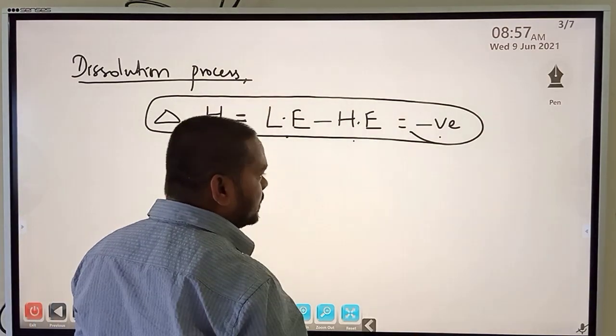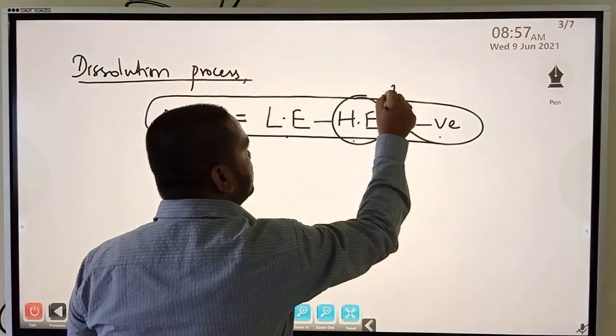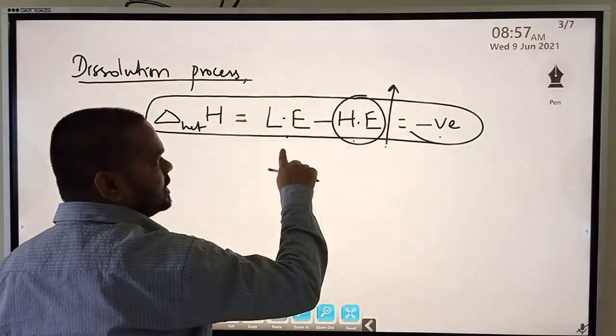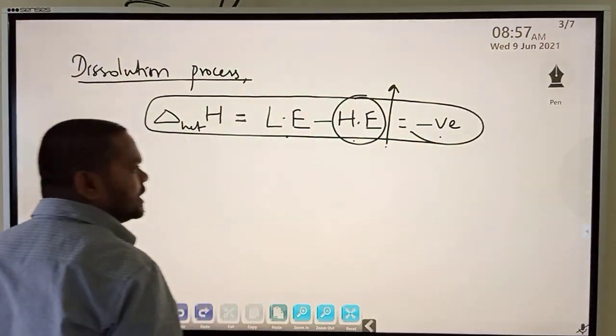If you have answered higher, very good. So hydration energy, this factor should be higher such that lattice energy minus the higher number will always be negative. So here is the bottom conclusion I want to write.